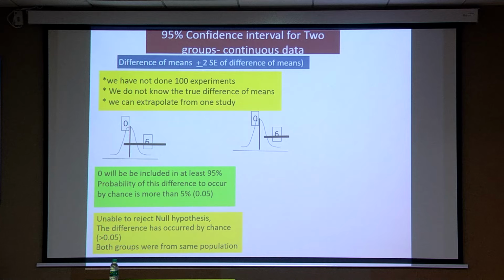Without repeating the study 100 times, and since we don't know the true difference of means of the two groups, we can extrapolate from one single study. If 0 is included, 0 will be included in at least 95%. So the probability of the difference occurring by chance is more than 5%. So we cannot reject the null hypothesis. The difference has occurred only by chance. We got a difference, right? 56 minus 50 is 6. That difference has occurred only by chance. So both groups are from the same population.